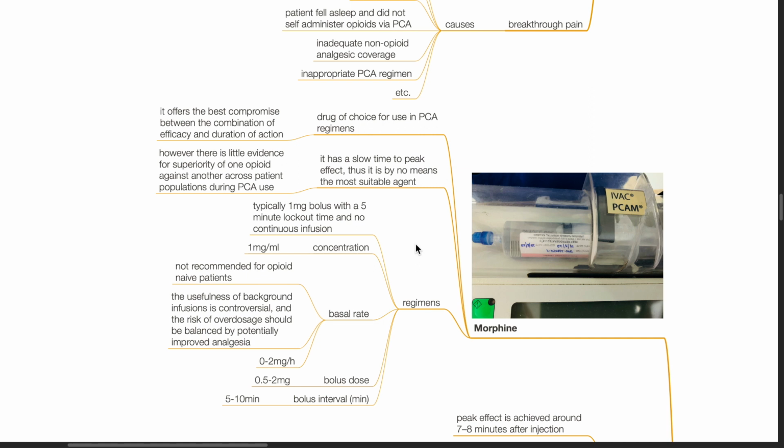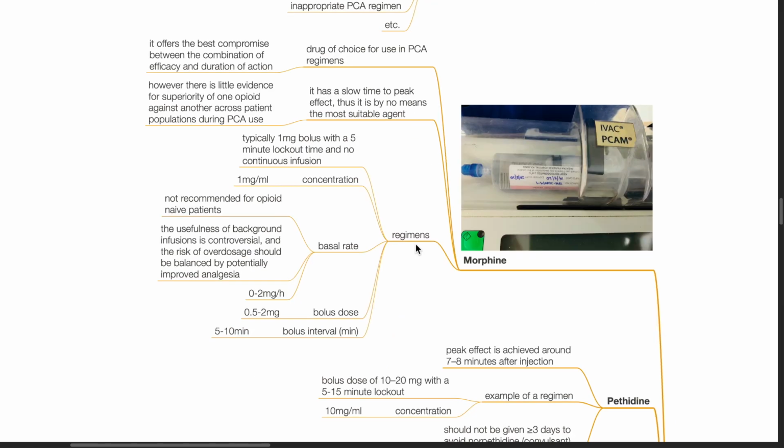Regimens: typically 1 mg bolus with a 5-minute lockout time and no continuous infusion. Concentration: 1 mg per ml. The usefulness of background infusions is controversial and is not recommended for opioid-naive patients. The risk of overdosage should be balanced by potentially improved analgesia. If it is used, typically it is administered at 0 to 2 mg per hour. Bolus dose can range from 0.5 to 2 mg. Bolus interval can range 5 to 10 minutes.